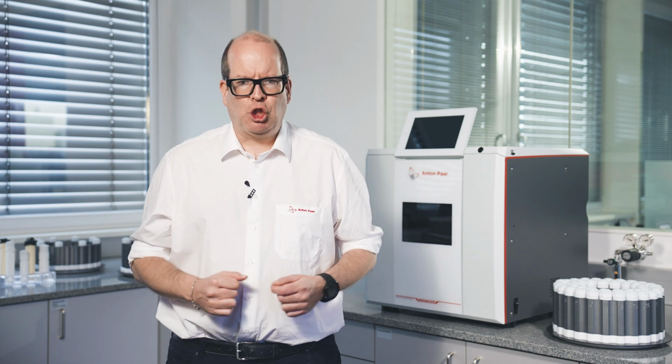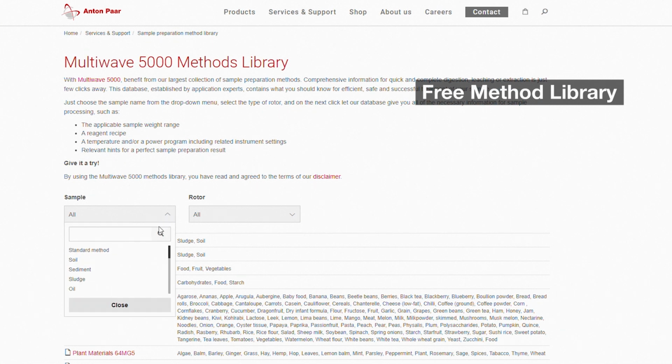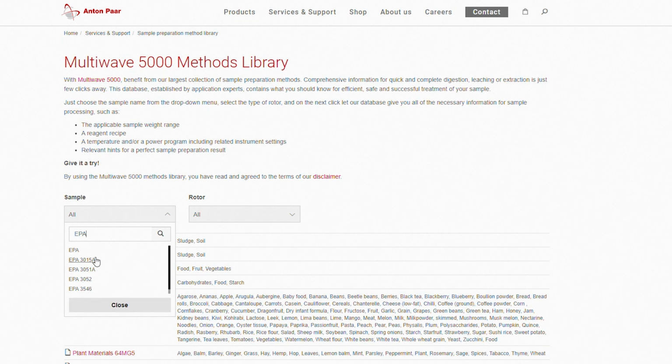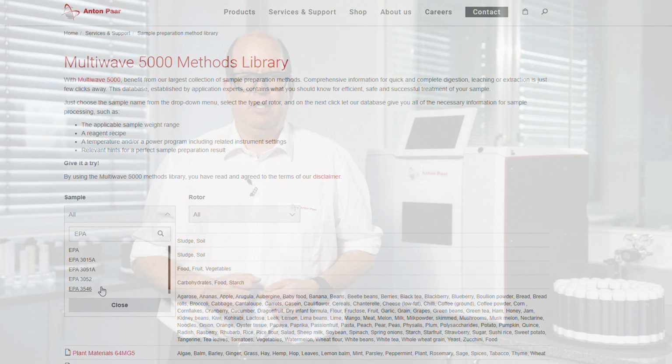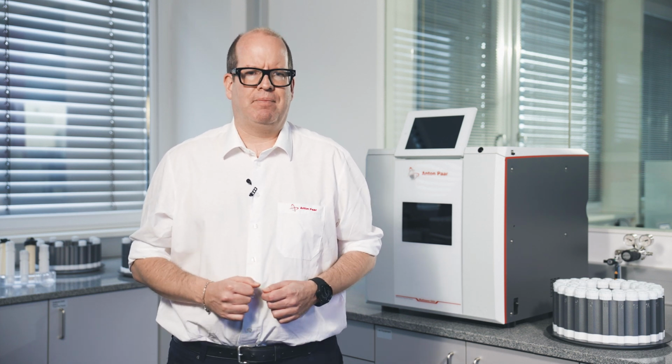But what do you do if you don't have a library on your instrument yet? Well, if you're not sure how to digest a sample, check out our free online method library. Just type in the sample type, for example, milk powder or crude oil, and you'll get a suggested sample weight, acid mixture, and temperature time program. And if you need to follow a specific standard, you'll find it there as well. These method parameters will help you to successfully digest your sample for accurate AAS analysis.